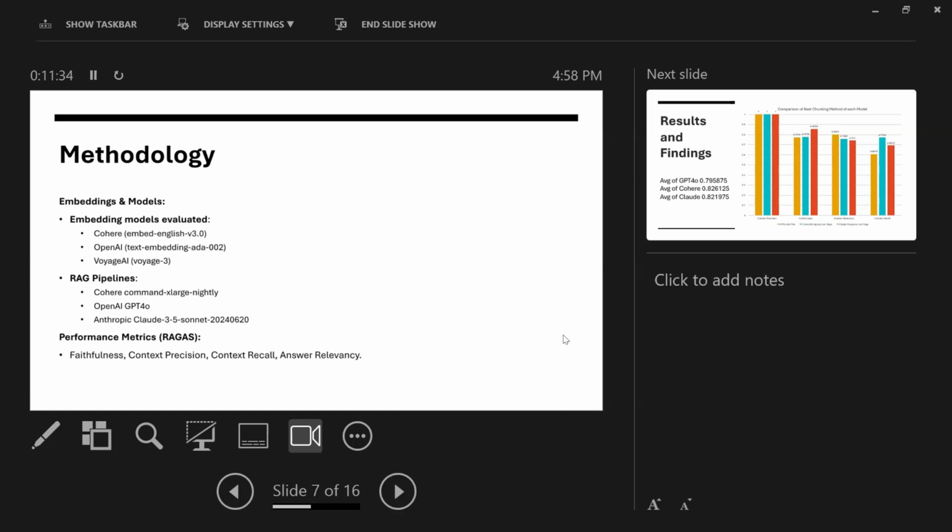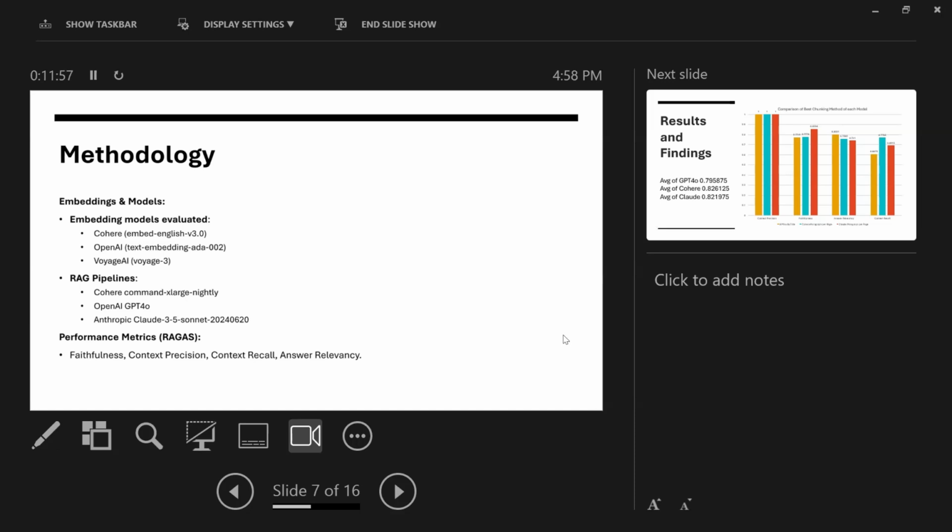The performance metrics I use in Ragas, as it has a lot more than these four, but the ones I use were faithfulness. Faithfulness basically checks the degree of accuracy between the answer generated from the RAG system and the ground truth that I provide to the LLM system.